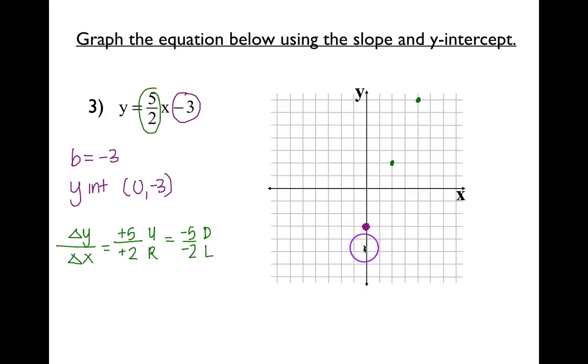So let's try that. 1, 2, 3, 4. Oops, it falls off of the graph, so I can't do that anymore. At this point, I'm just going to draw my line. And there is my line. So hopefully that's what you got as an answer. If you did, awesome. If not, let's try one more time.